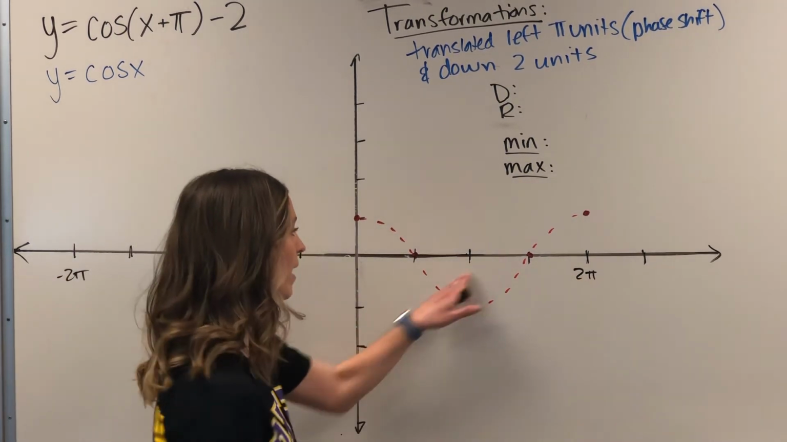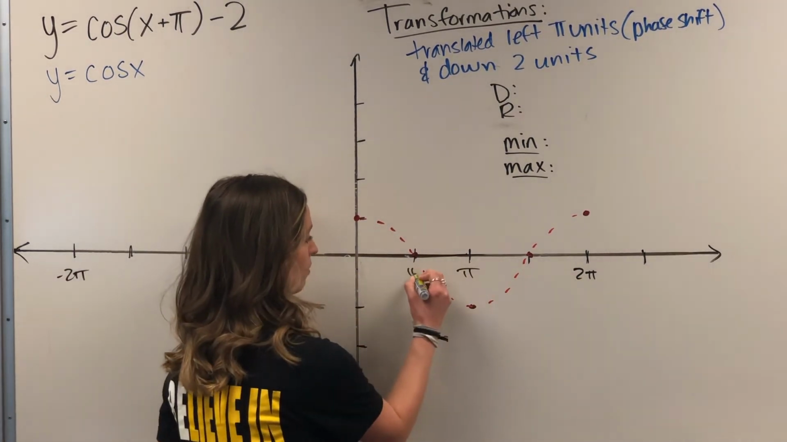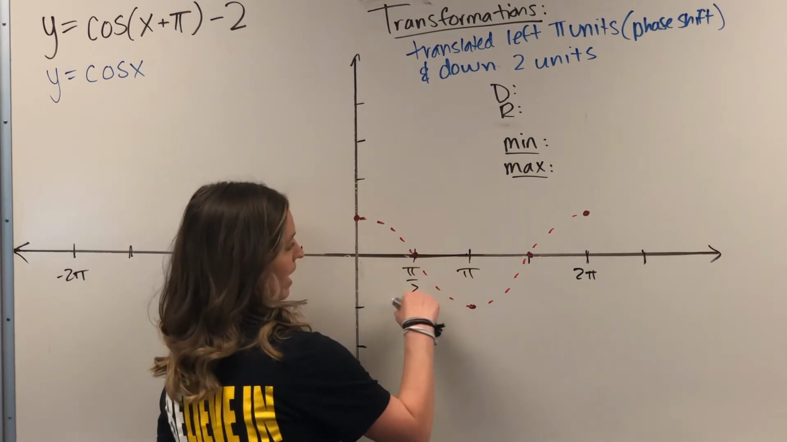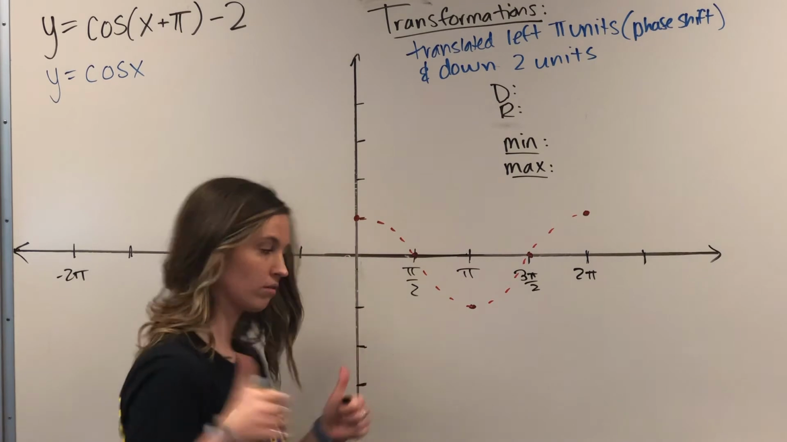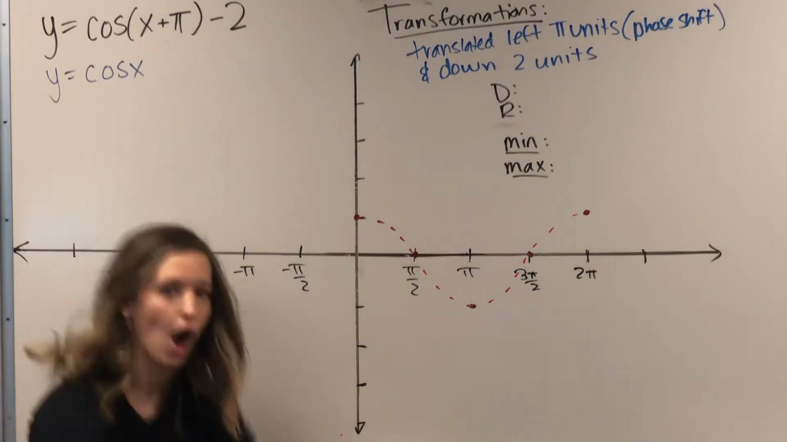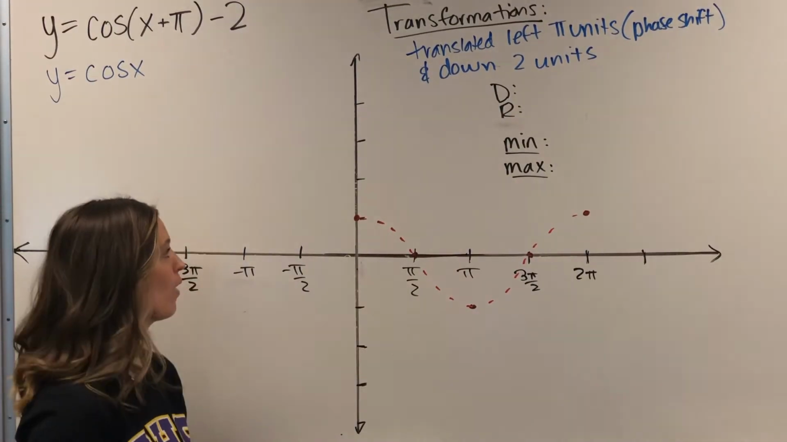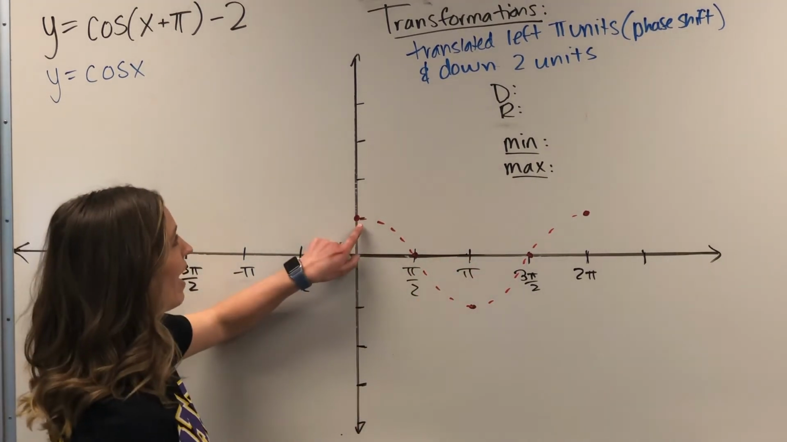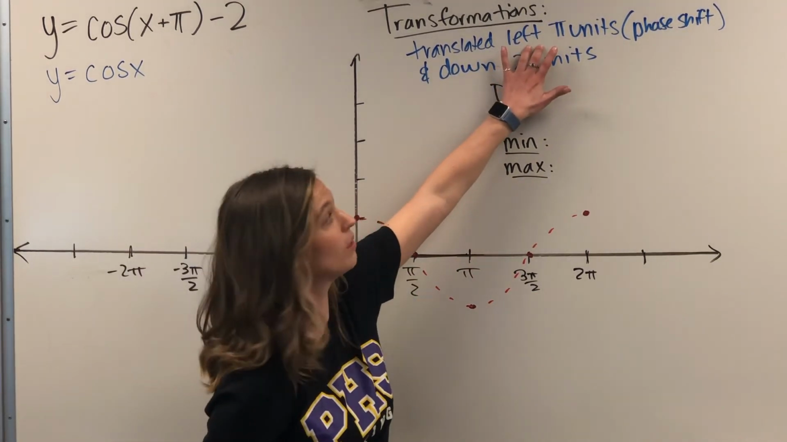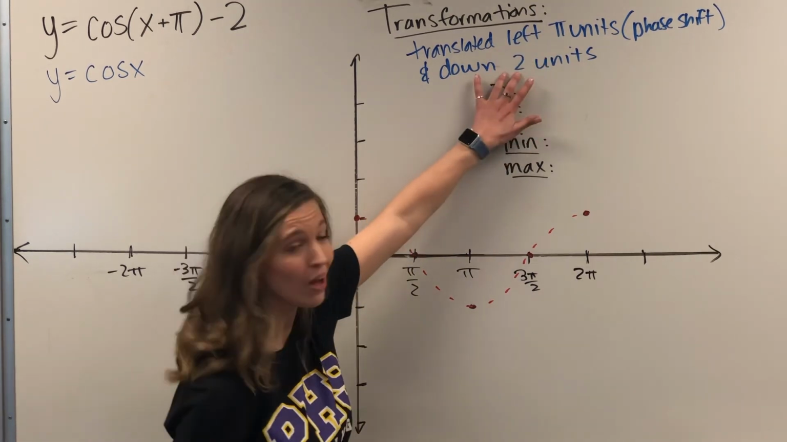So if I know this is 2 pi, half of that would be pi, half of that would be pi halves, 1 pi half, 2 pi halves, 3 pi halves, okay? And then I'm gonna do the same thing on the negative side. All right, so let's start shifting around. So I've got my points, so these are gonna be the points I start to move. So I'm supposed to move left pi units and down 2 units.